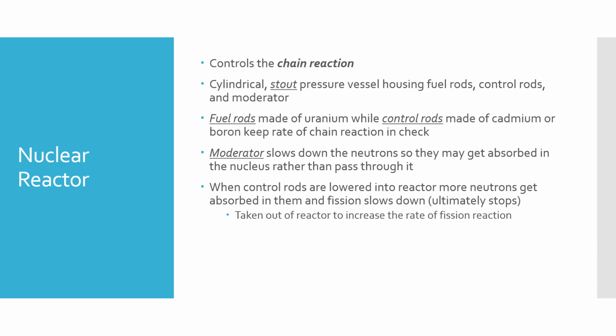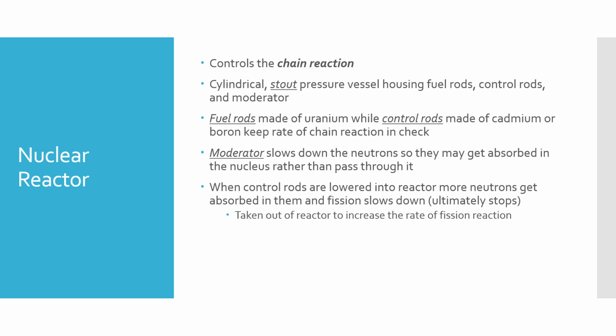So when the control rods are lowered into the reactors, more neutrons get absorbed in these control rods, thereby reducing the rate of fission reaction. The fission slows down, and if you keep these control rods lowered, then the fission process will eventually stop, as the reaction will not be able to sustain itself any further. So if you take these control rods out of the reactors, then the rate of reaction increases, and we control the chain reaction via control of these control rods.